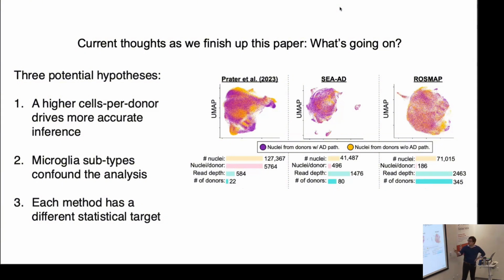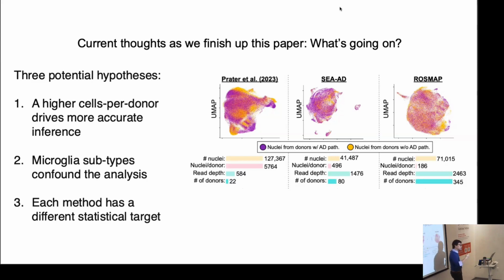Who knows? The other one is I kind of slid under the rug that I pretended all the microglia are the same, but certainly we have different types of microglia, which I am not accounting for. I'm just doing all the microglia from any case donor versus all the microglia from a control donor. And so maybe my analysis is confounded by the microglia subtypes. Maybe that's another hypothesis.